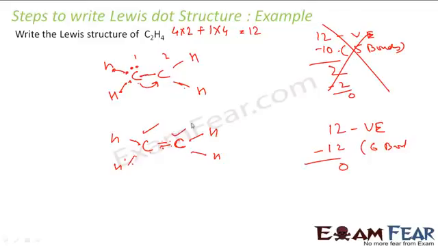This carbon is also happy. What about hydrogen? This hydrogen has 2 electrons. This guy is happy. This hydrogen has 2 electrons. This is happy. This hydrogen has 2 electrons. Happy. Everybody is happy.